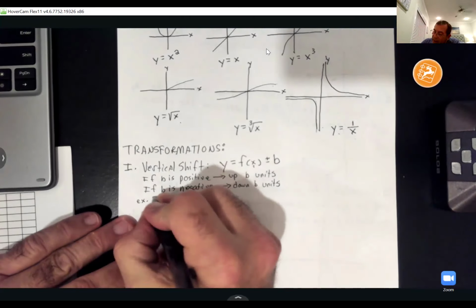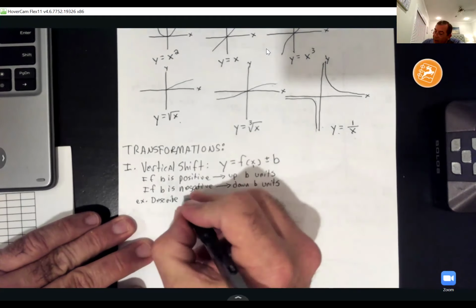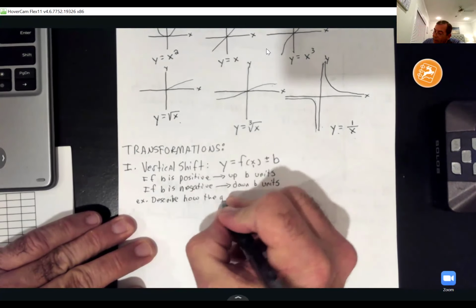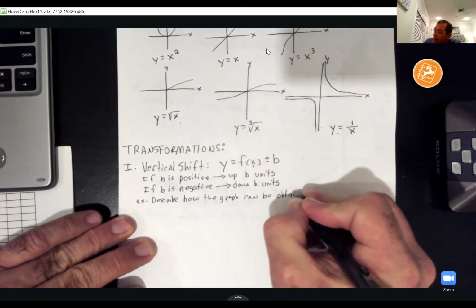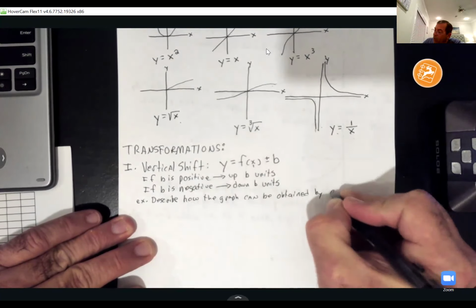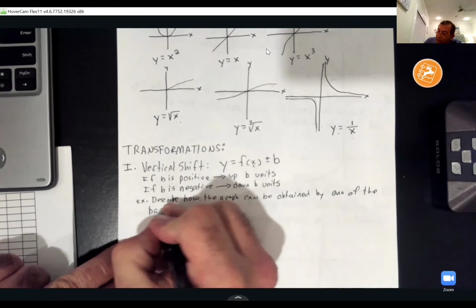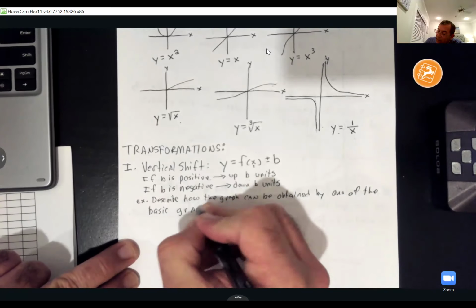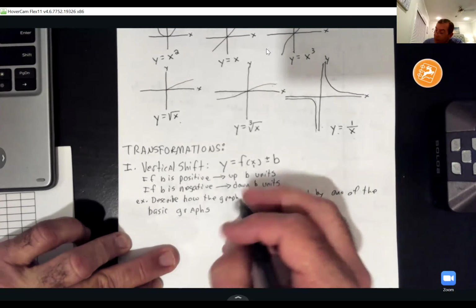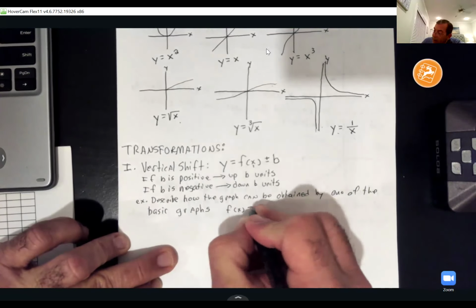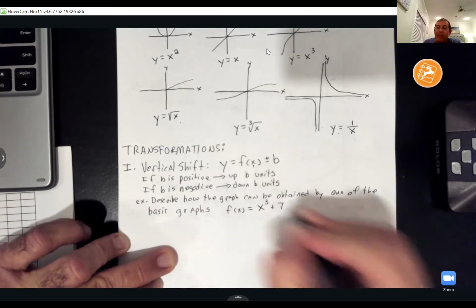Okay, let me do an example of one of these. Let's say: describe how the graph can be obtained from one of the basic graphs. They're giving me f of x equals x to the third plus 7.